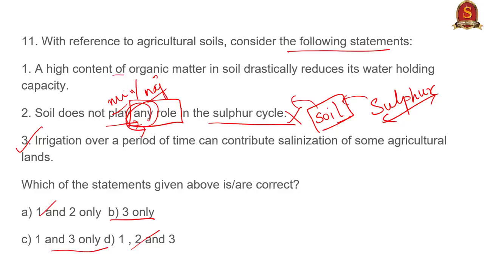A high content of organic matter in soil drastically reduces its water holding capacity. Now, when you talk about water holding, you're talking about how far the water molecules will be retained in the top portion of the soil, and it's their percolation that reduces. That's what you're essentially talking about.